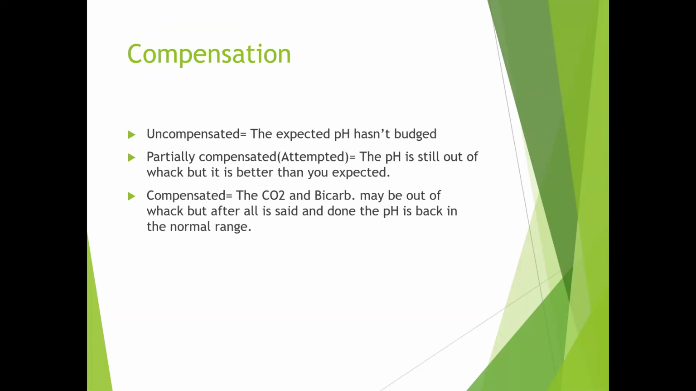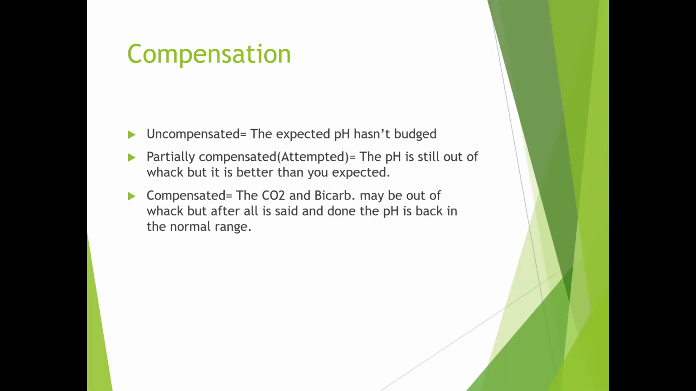Uncompensated. The body swung, but missed. Strike one. It attempted. You might see the attempt, a respiration at 20 in the metabolic acidosis, and the pH might still be in the base. It missed. Partially compensated. It hit the ball, but only a single. They're on base, but they didn't score a run yet. Again, that's partially compensated.